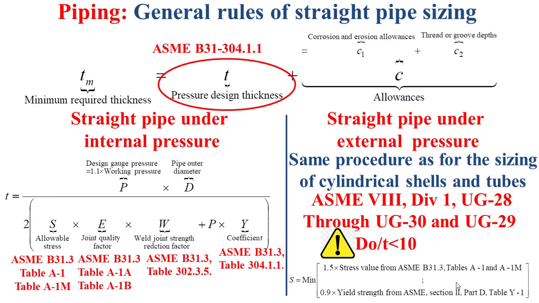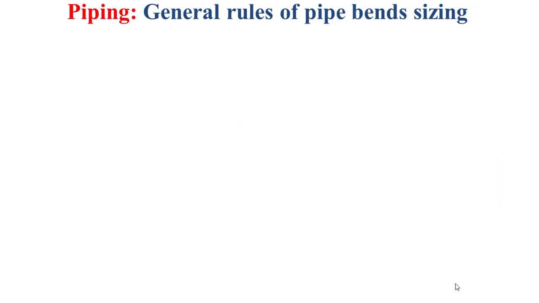0.9 times the yield strength from ASME Section 2 Part D, Table Y-1. It's to note here that I will try in the next educational video to apply a tutorial stating how to apply these formulas and how to determine the different values of the different quantities based on the ASME B31.3, like the allowable stress, the weld joint quality factor, the weld joint strength reduction factor, and the Y coefficient.